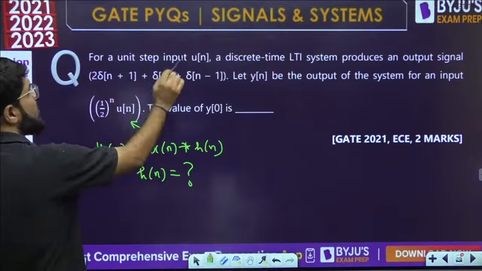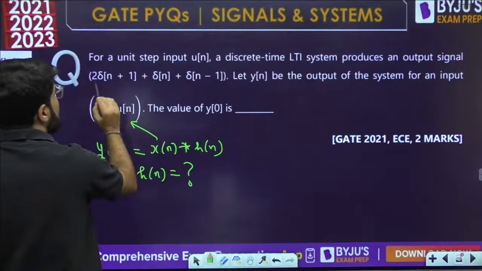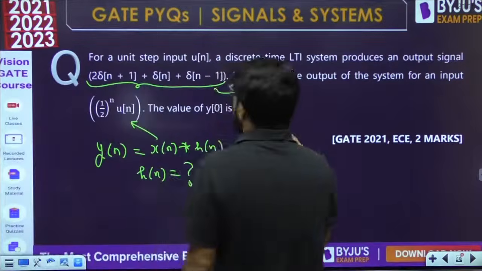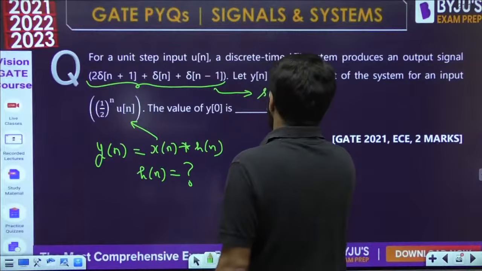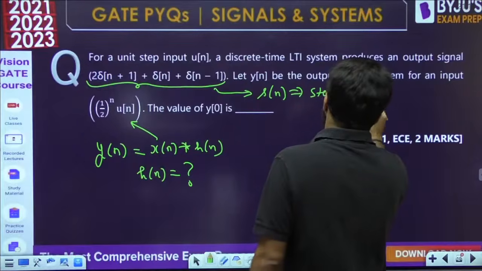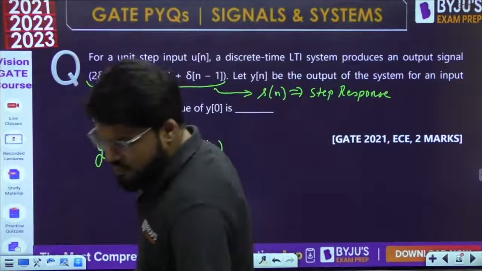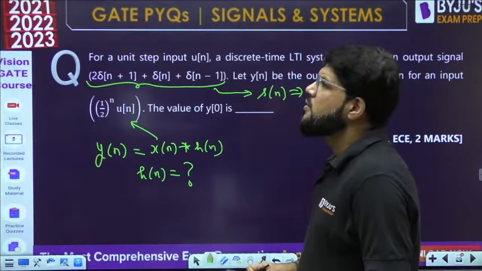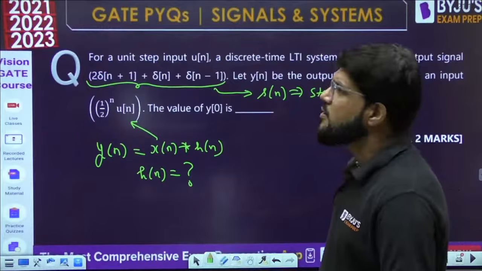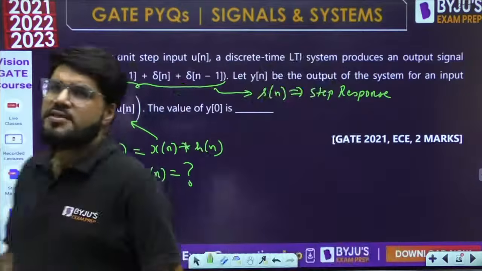For the unit step input, a discrete time LTI system produces the output given to you. This is the output for the step input. Normally we write it as s[n], known as the step response. So just call it the step response.